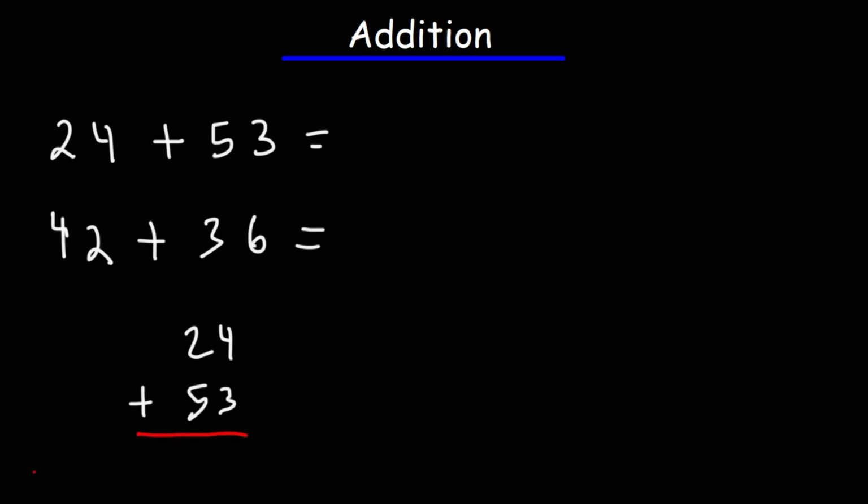So starting with the first example, 24 plus 53. Starting from the right, if we add the first column of numbers, 4 plus 3 is 7. And then if we add the second column of numbers, 2 plus 5 is 7. So 24 plus 53 is equal to 77.